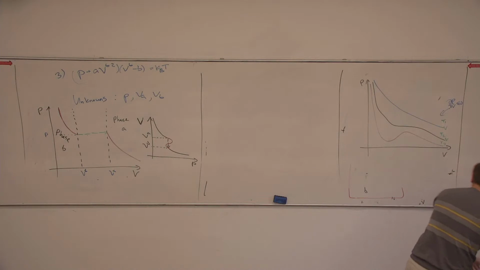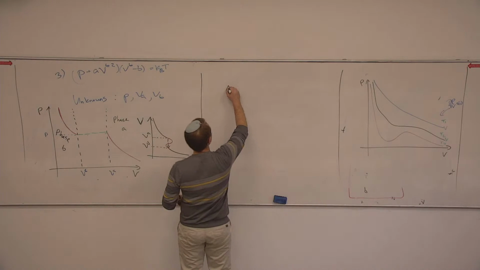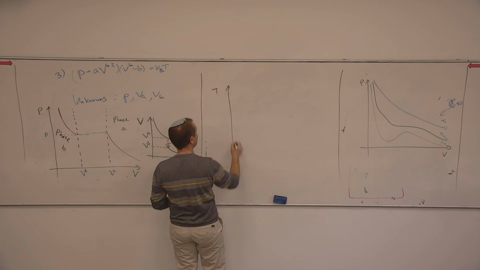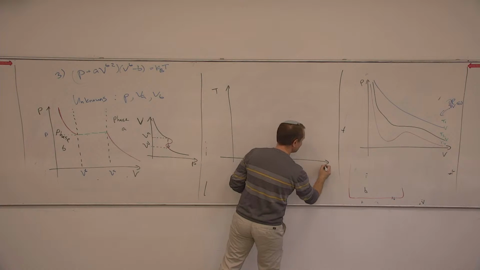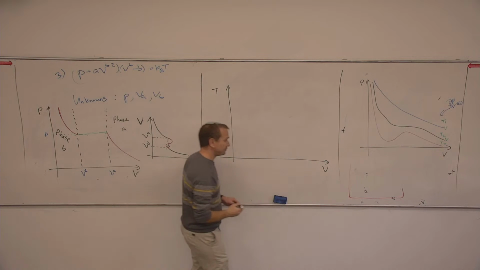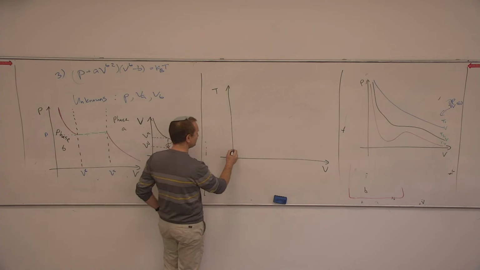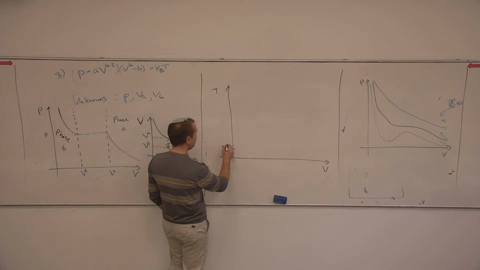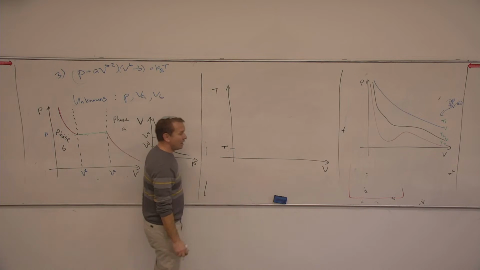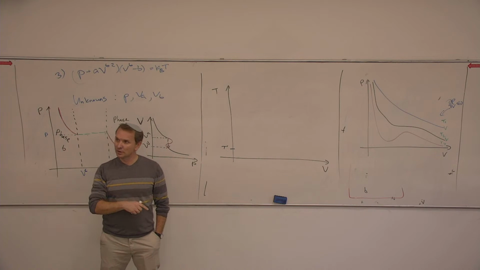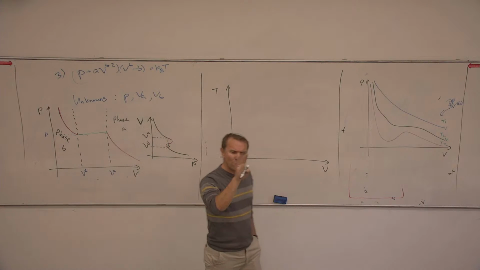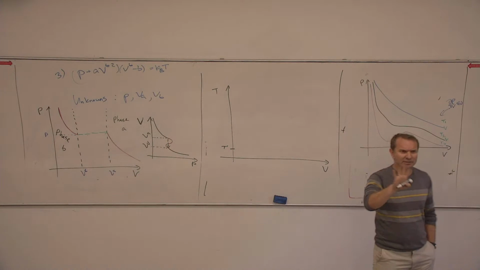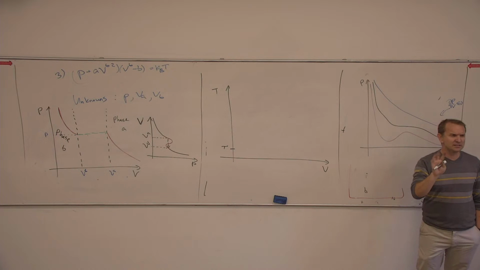Let's use that. So let's say this is my temperature, and those are volumes. So I set up a temperature, T. Let's call it T something. And for this specific temperature, I solve everything, meaning I find the phase transition that exists in my system.